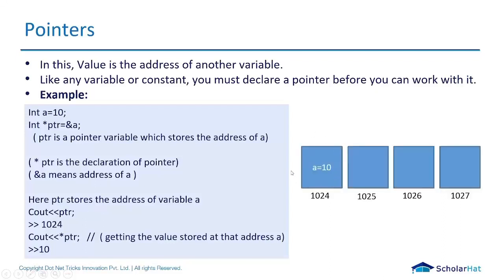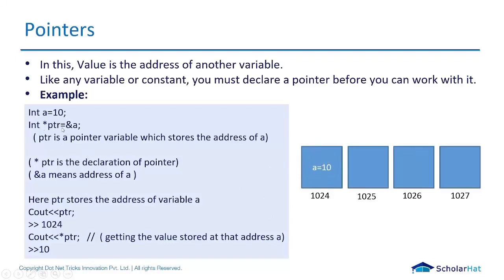Suppose we define a equals 10. It is going to have some address, and after that 125, 126, 127, these are the addresses that will be there. So when I define a equals 10, it means address 1024 is going to be stored in ptr. It means when I cout ptr, that is going to print 1024 that time. It is not going to print 10, because that is the value of a, not ptr.